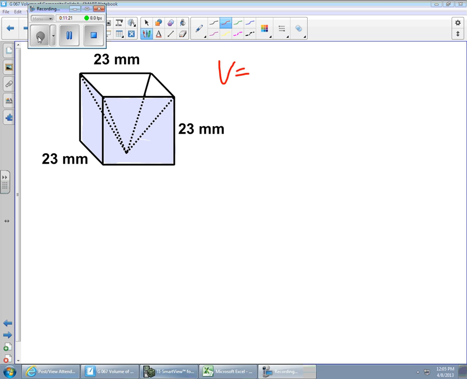It is a cube. How do you know it's a cube? Yeah, if you observe the measurements that are in there, all three dimensions of this prism are the same. By definition, that is a cube.